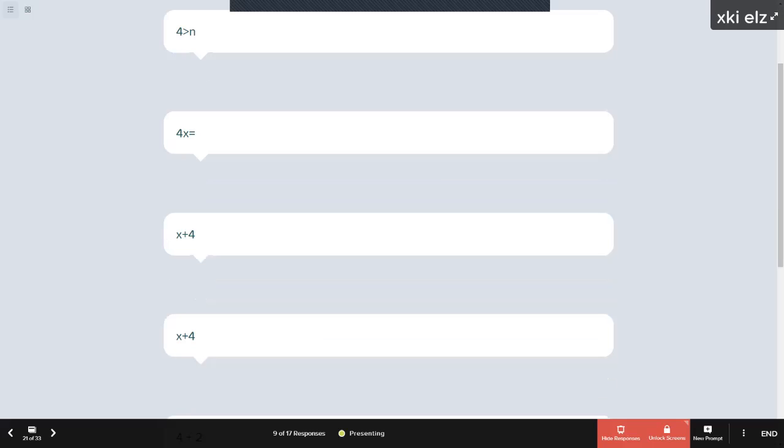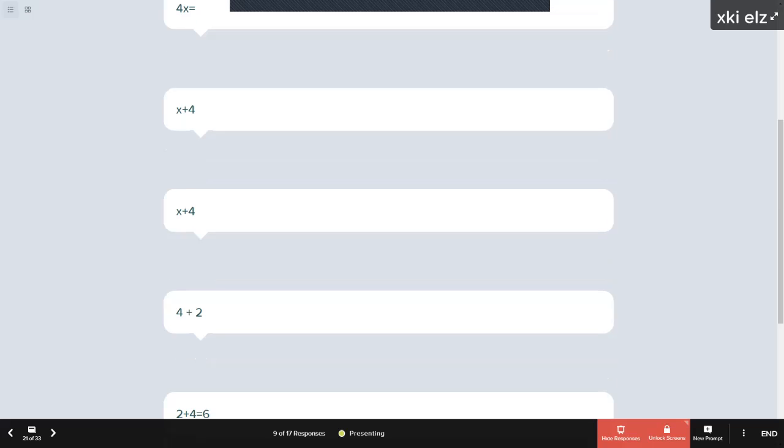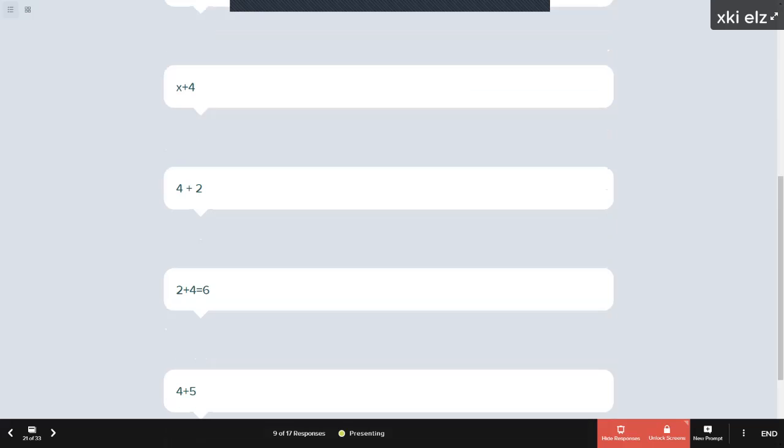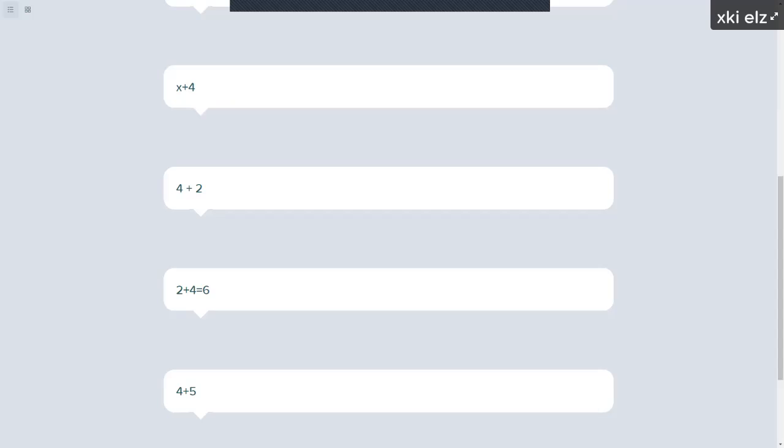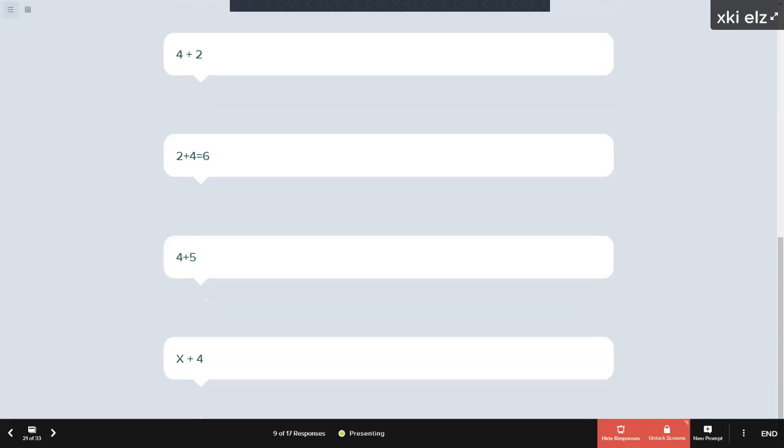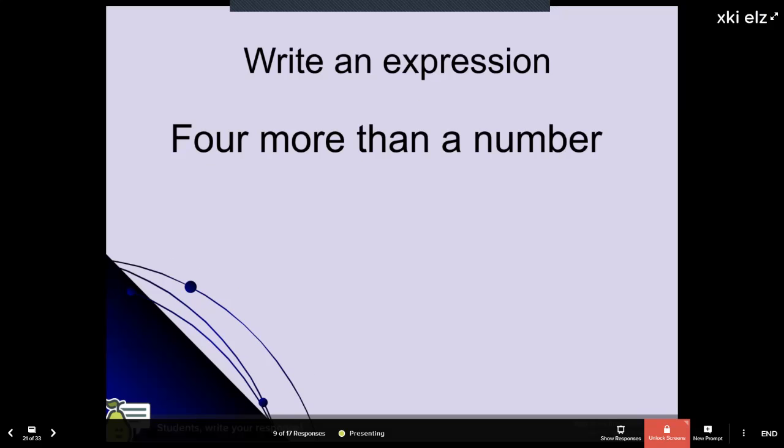Like this one's perfect. X plus 4, great. Don't pick your own number. The whole point with word problems is there's something you don't know. And once you've translated that into mathematical language, you can move forward and try to figure out what number should be there. But it's not up to you to pick the number. 4 plus 5, x plus 4. So some of you guys got it right. And as I said, we will continue to look at this next class.